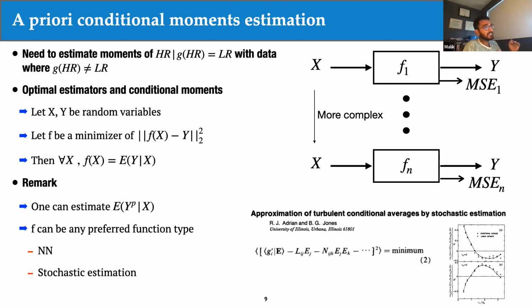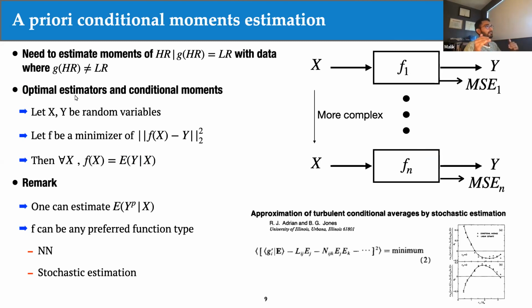And this is not an easy problem here because we don't have categorical data. For each low resolution input, we have at most one high resolution output. So we cannot just do an empirical mean and an empirical standard deviation. We have to do something a bit more continuous. And so what we're going to do is to use optimal estimators.